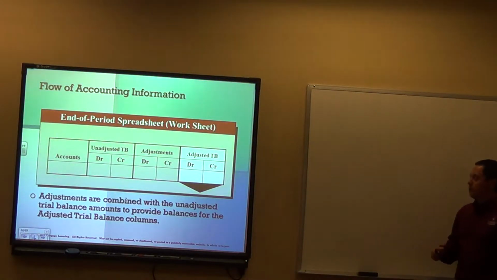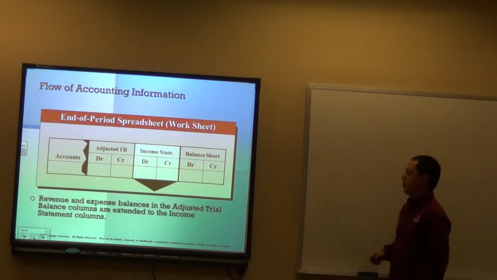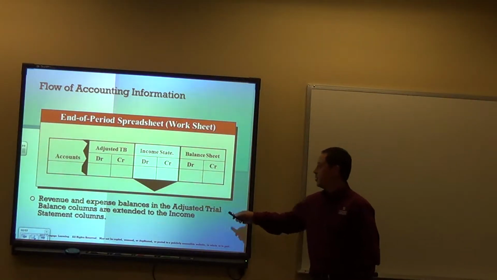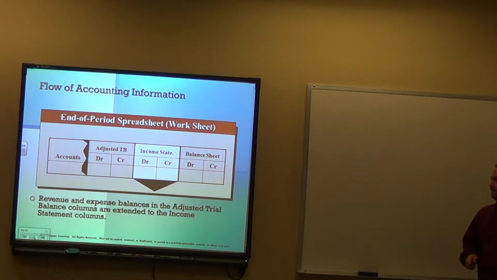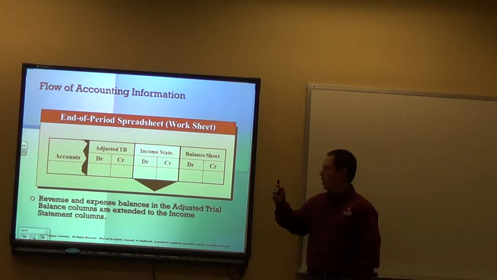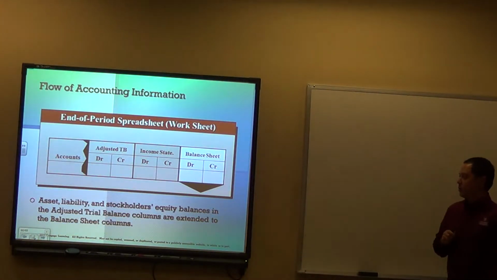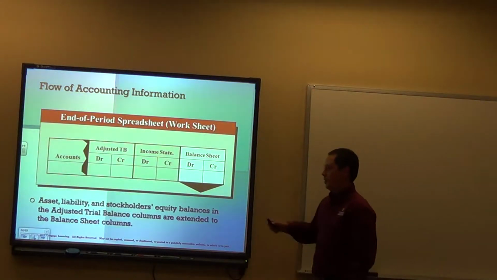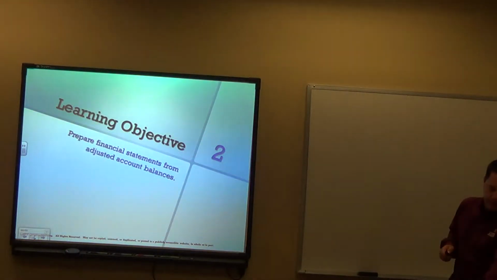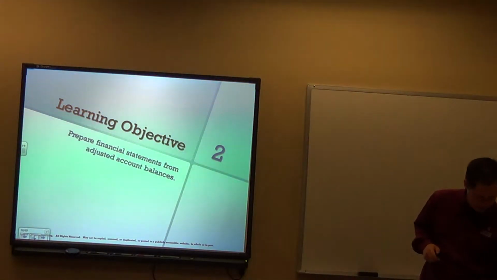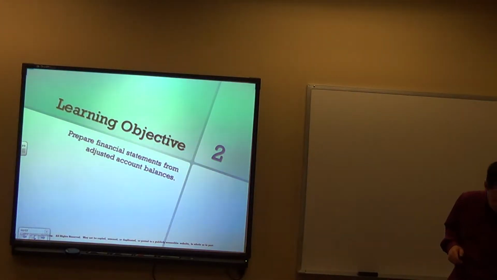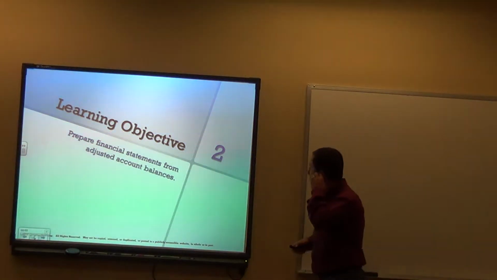And then we take all that information and double check to make sure it balances. All right. So revenues and expense balances in the adjusted trial balance columns are extended to the income statement columns after that. So we're taking that over because now we figured out what those adjustments are, and then we're moving it over. And then over towards the balance sheet. We're extended into that. All right. A good example of that, it breaks it down on page 153 for you, a little bit how it all fits together.